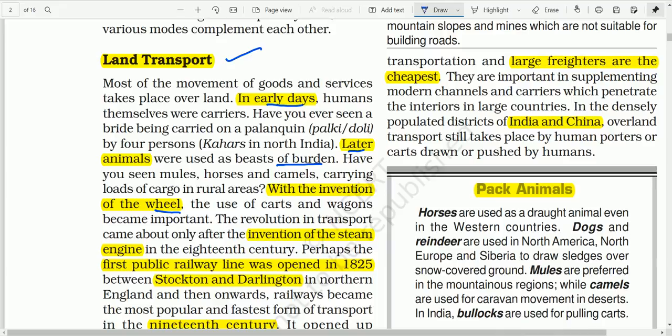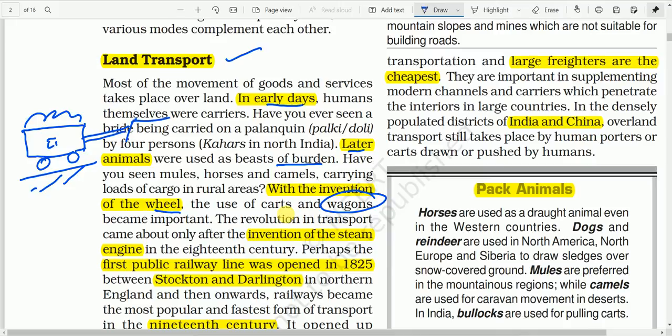A wagon is a wheeled vehicle drawn by an animal or a tractor. Simply, this is a vehicle. Here the wheel may be there, and goods may be here, and it may be pulled by an animal, or by a human being, or by a vehicle. That is known as a wagon.